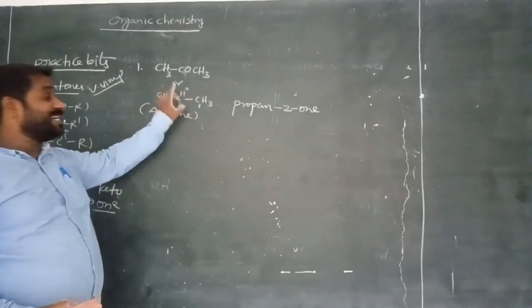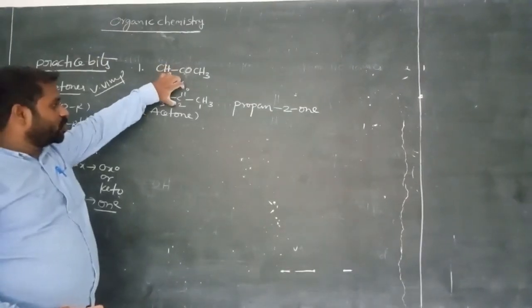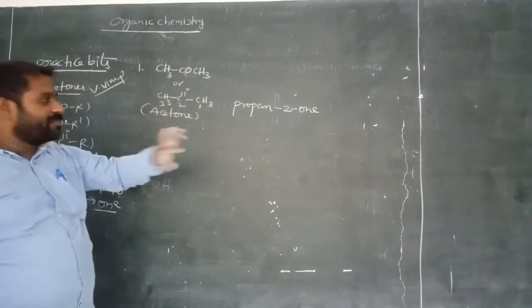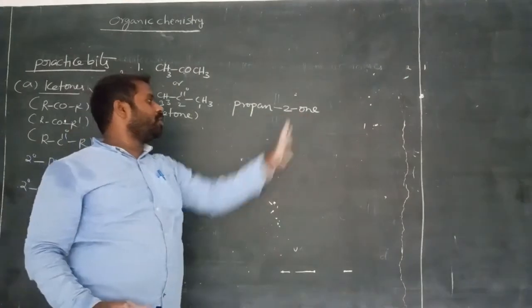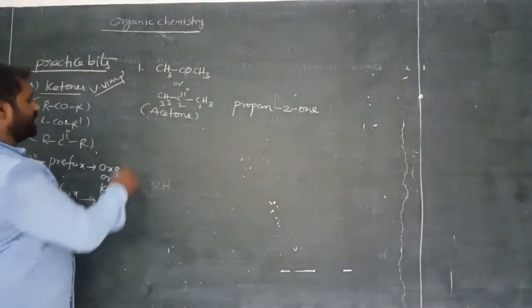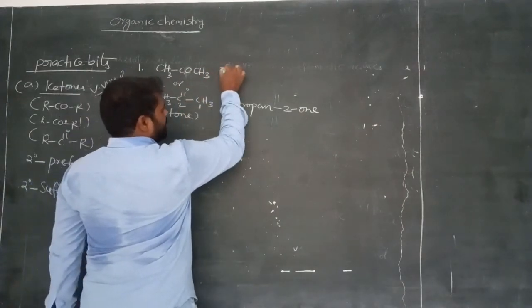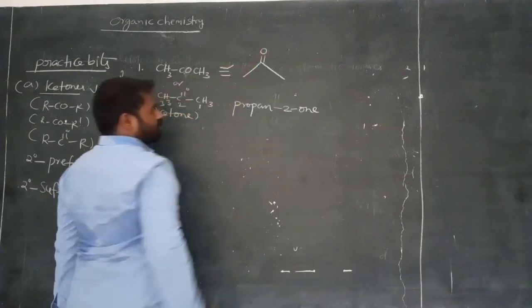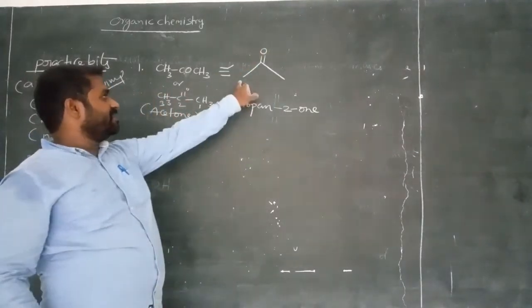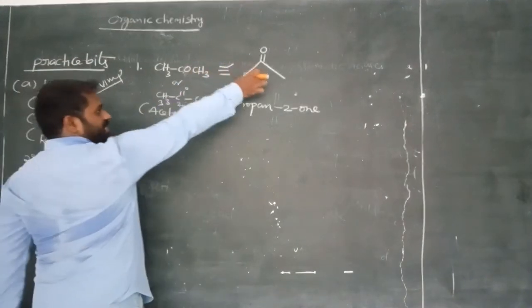This is also called the keto group, C double bond O, both side bonds. How many carbons does it consist of? 3 carbons, propane, don't write the E. On which position is the keto present? At the same carbon, 2-one, propan-2-one. Remember this. Okay, so let's write. We can also mention this as CH3, C double bond O, CH3. Can I identify this structure?